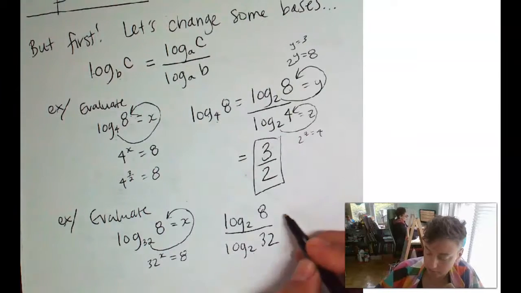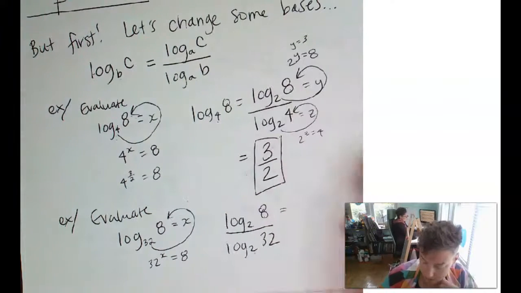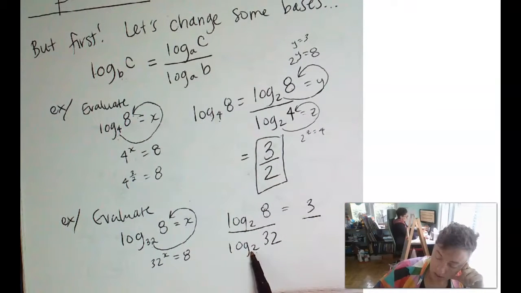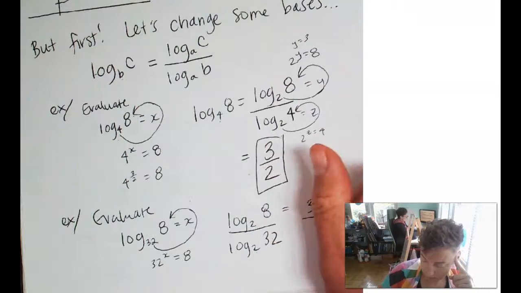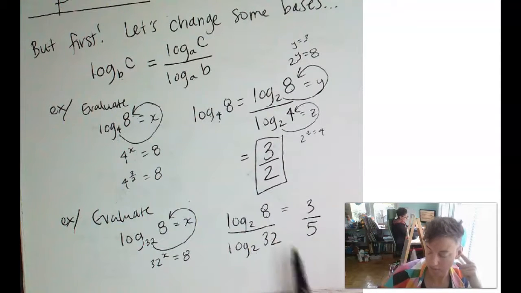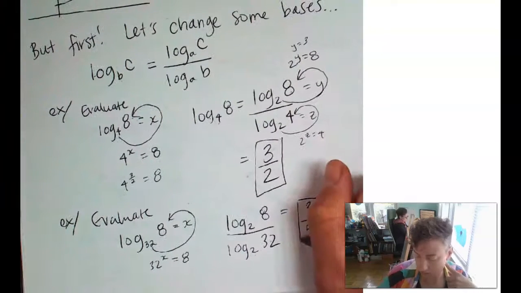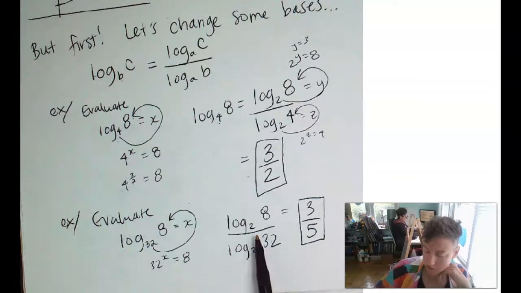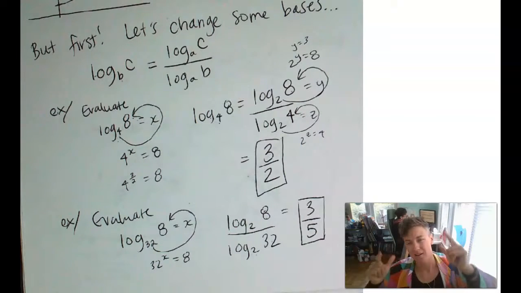Okay, anyway. 2 to the what power is 8? We solved that already. That was 3. And 2 to the what power is 32? Well, that's 5. 2 to the fifth power is 32. So our answer here is 3/2, and we found that by changing the base to a base that's useful and evaluating the top and the bottom.